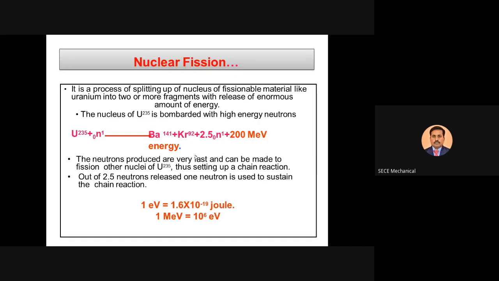How much power can we develop? We can produce 200 mega electron volt power, at the rate of 1 mega electron volt equal to 10 to the power of 6 eV, that is electron volt.